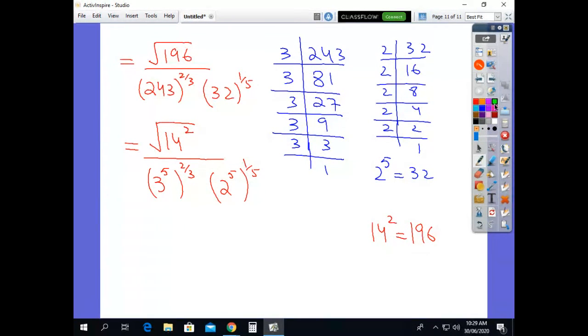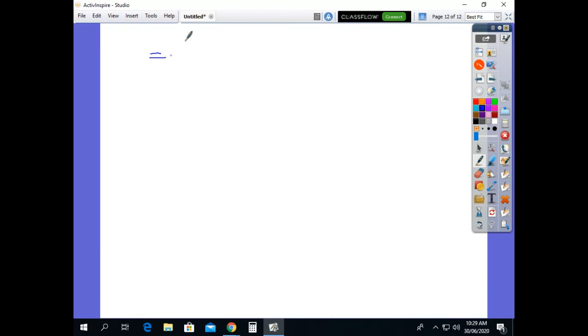After cancellation, here we see square is cancelled with square root, 5 is cancelled with 5, we have 14 over 3. This 5 is multiplied with 2, it becomes 10 by 3, and 2 raised to power 1. Now it becomes 14 over 3 raised to power 10 by 3 into 2. If we cancel 2 with 14, it becomes 7. The next step is 7 divided by 3 raised to power 10 by 3.